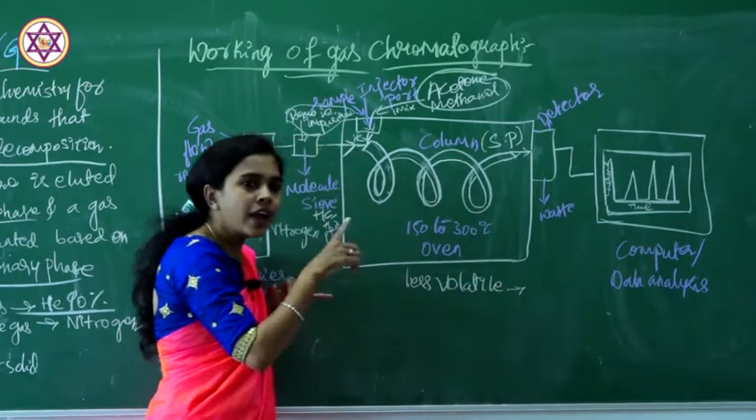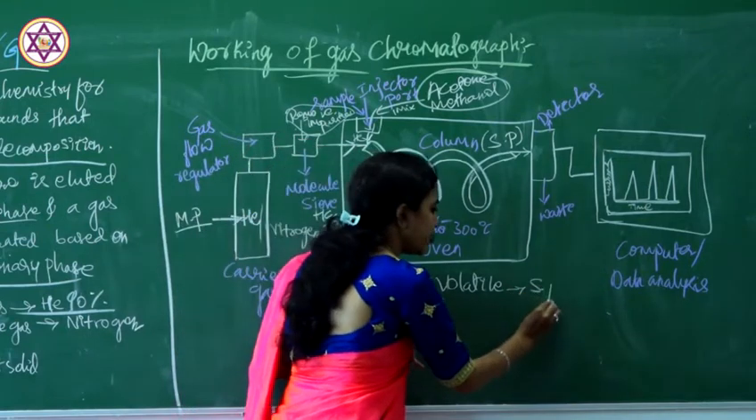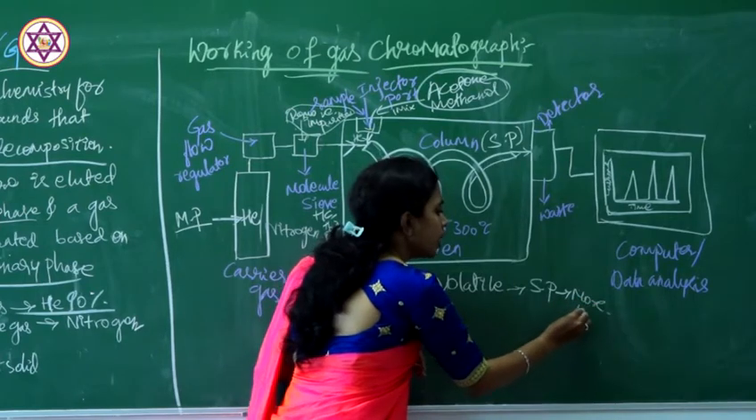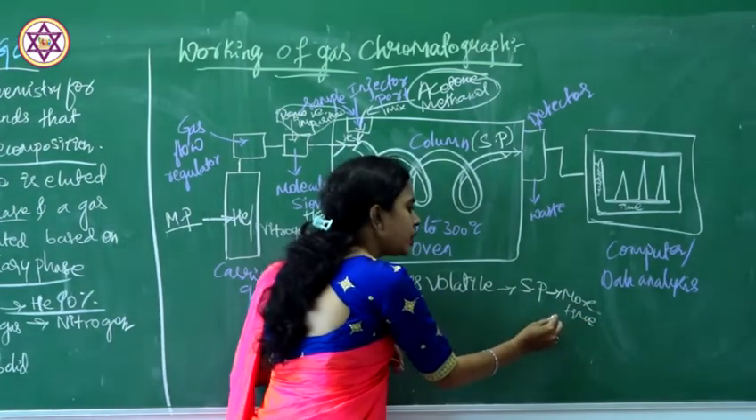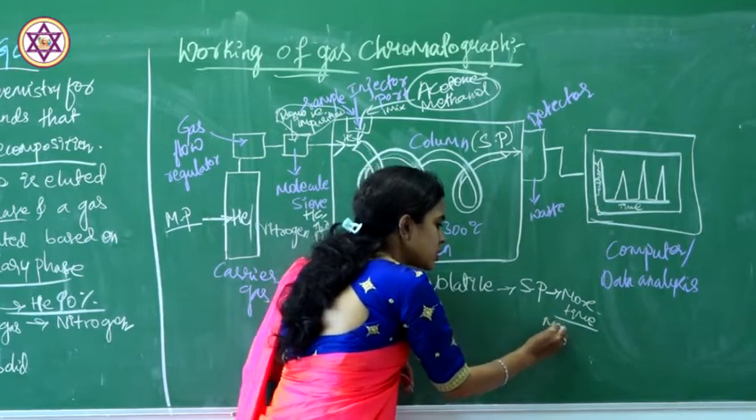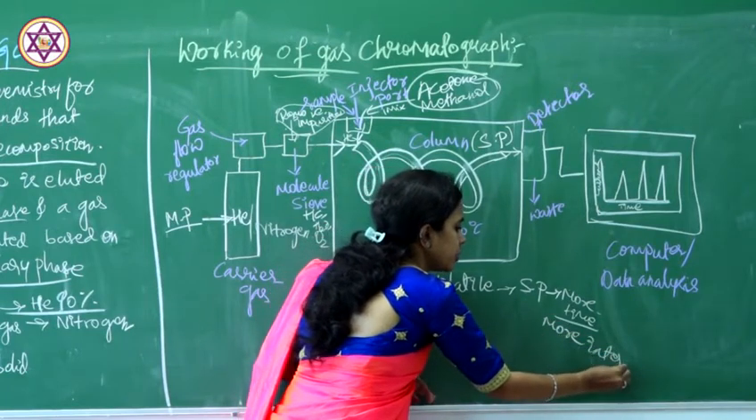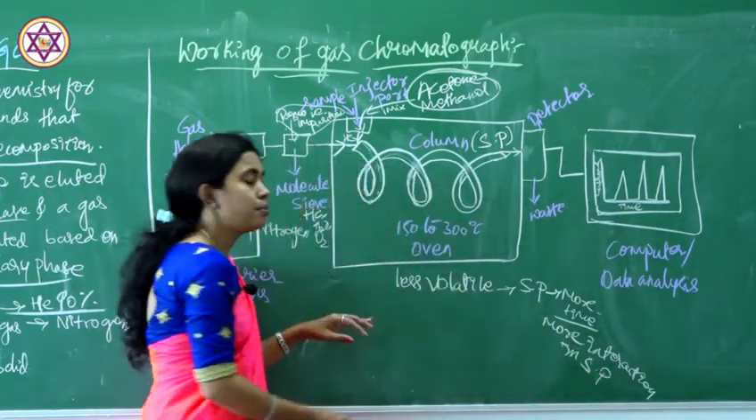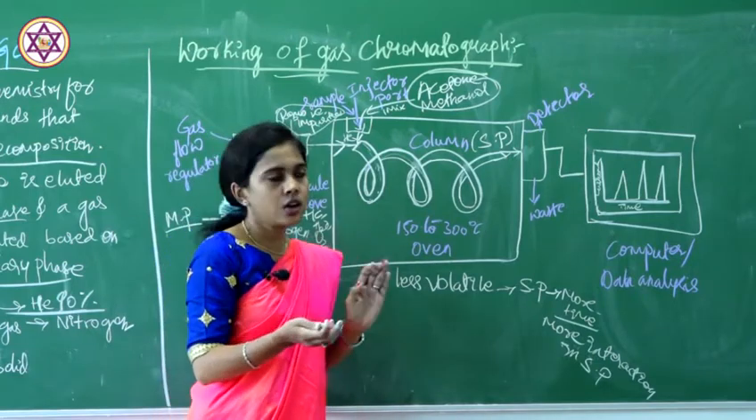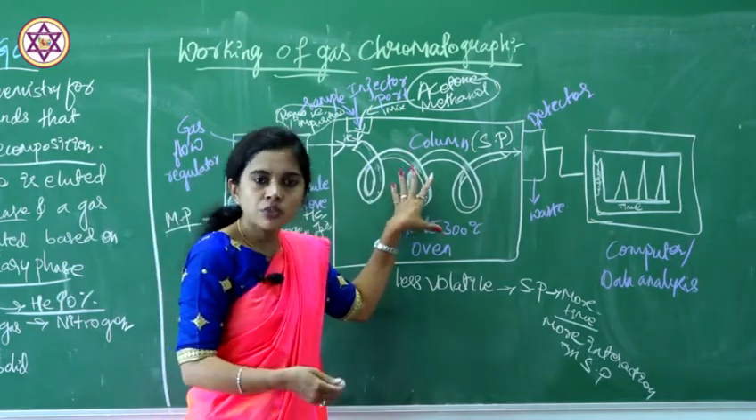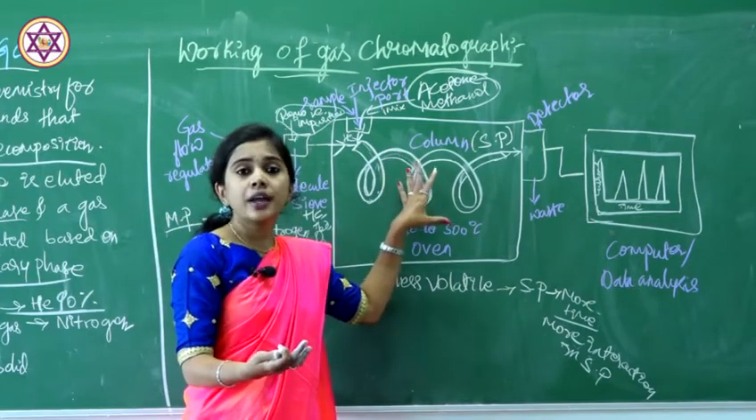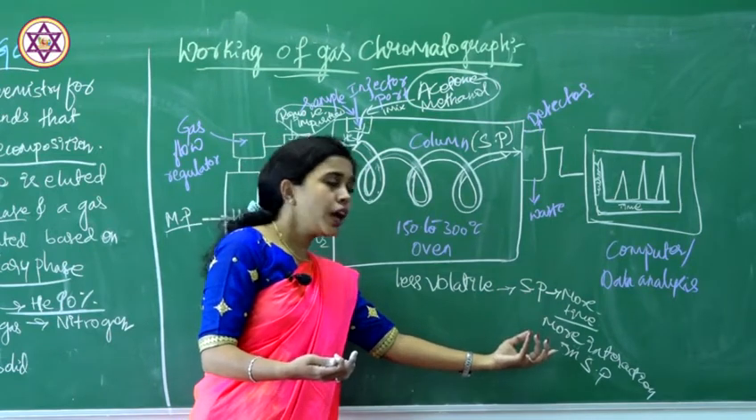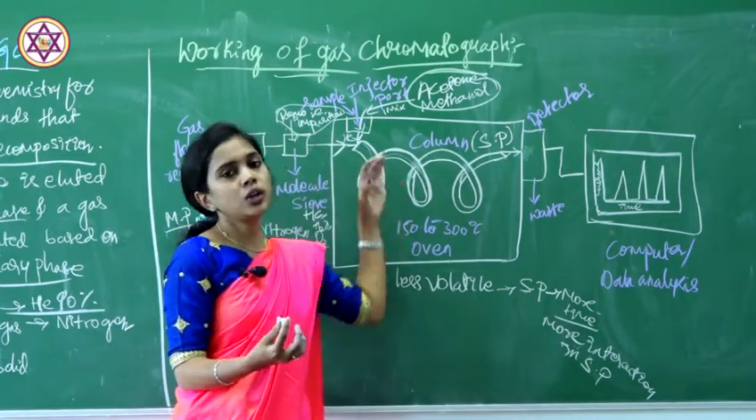If it is less volatile in nature, then it interacts more with the stationary phase, and it stays more time in the stationary phase. More interaction takes place in the stationary phase. It will not be able to volatilize faster, so it will stay back in the column for a longer period of time, and it will elute later on.